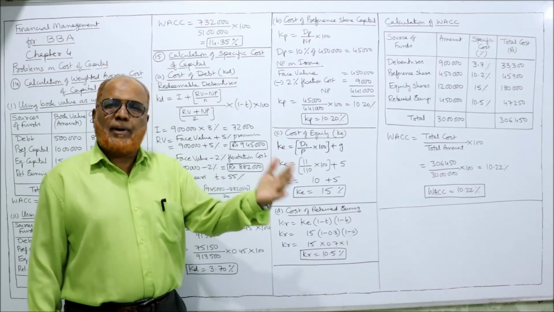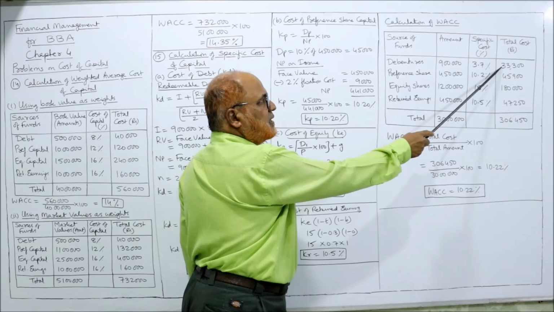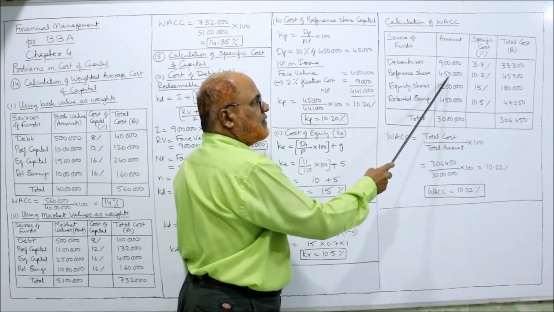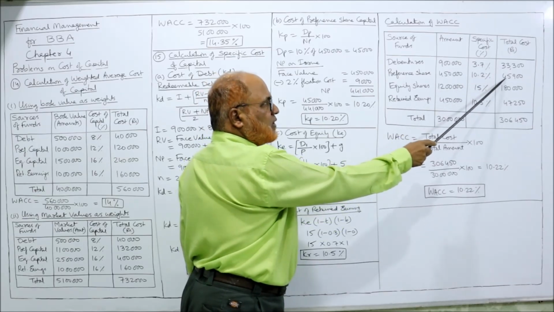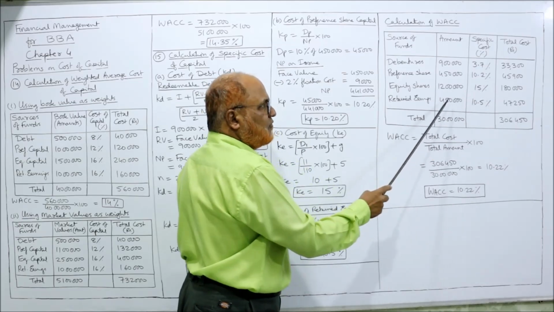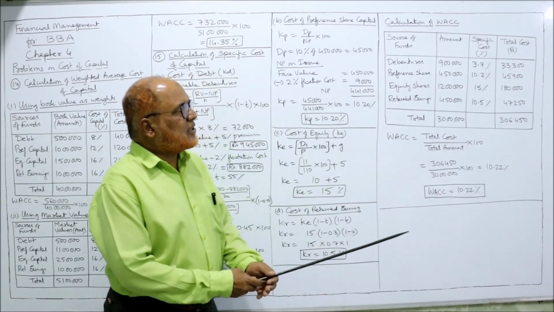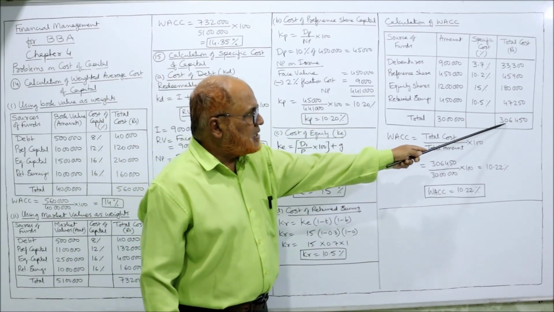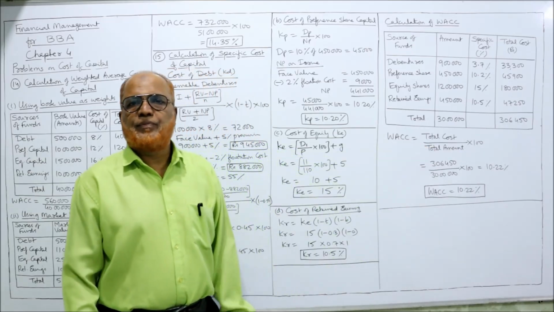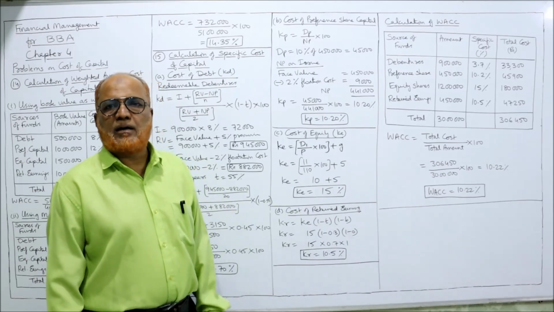Now multiply the amount with the specific cost. 9 lakh into 3.7%, 33,300. 4 lakh 50,000 into 10.2%, 45,900. 12 lakh into 15%, 1,80,000. 4 lakh 50,000 into 10.5%, 47,250. Take the total of the cost, 3 lakh 6,450, that is 3,06,450, on the total fund of 30 lakh.